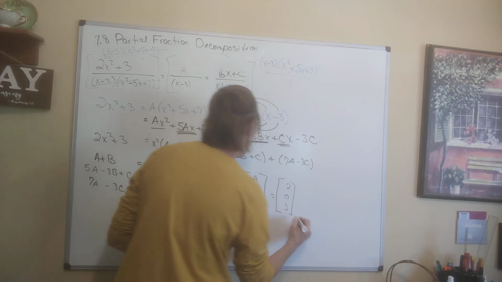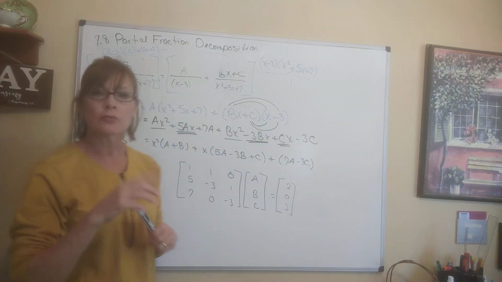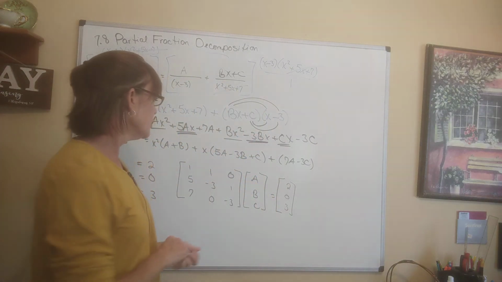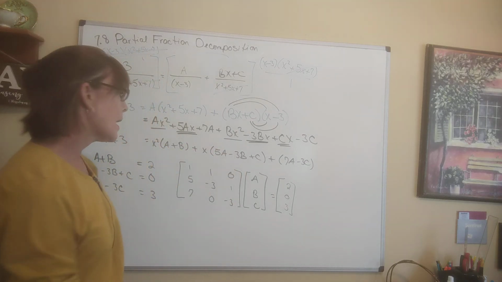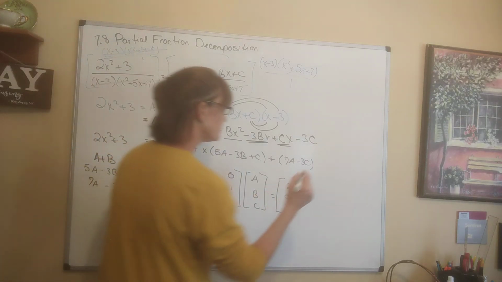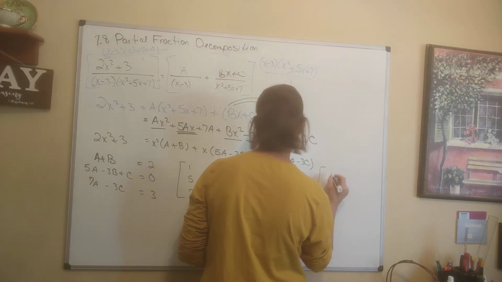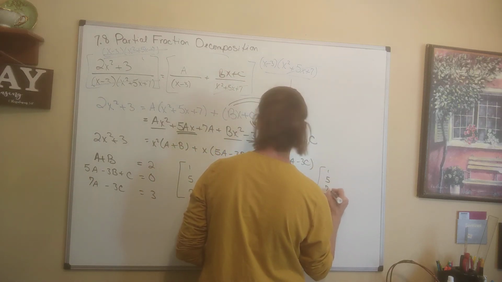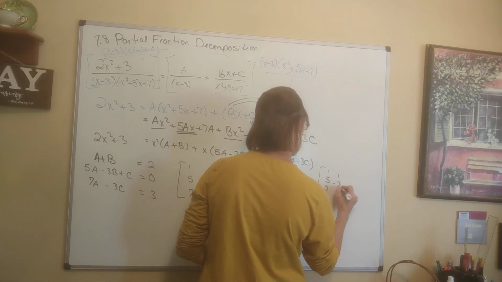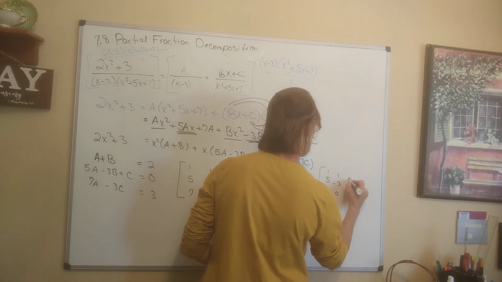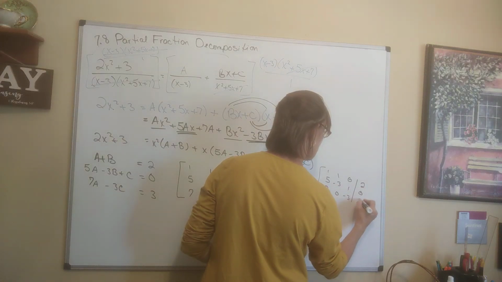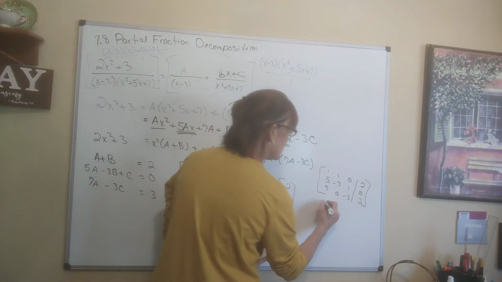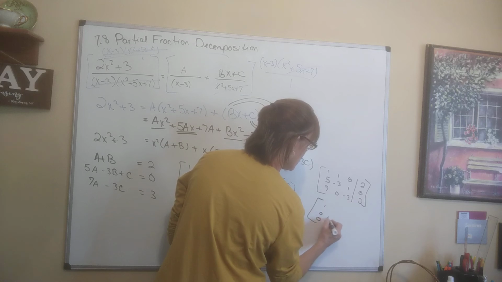Now, you can solve this by Cramer's rule. You can solve this by RREF. You can solve this by inverse matrices. That's totally up to you. I'm going to use RREF. So I will use my calculator and put in 1, 5, 7, 1, negative 3, 0, 0, 1, negative 3. Augment it with the solutions. Put it in my calculator and it's going to spit out the RREF.